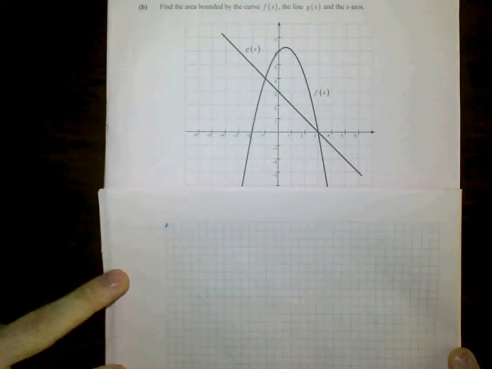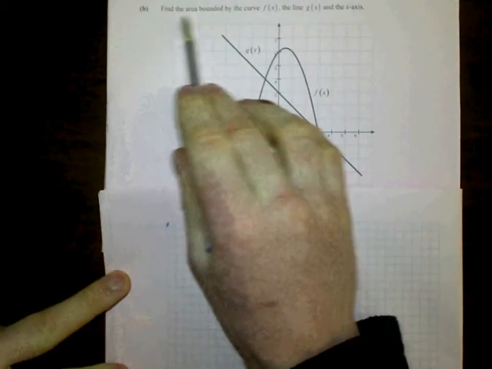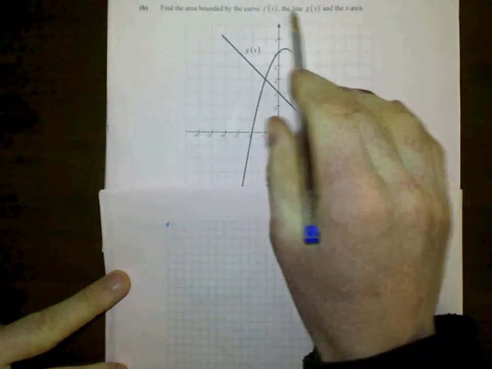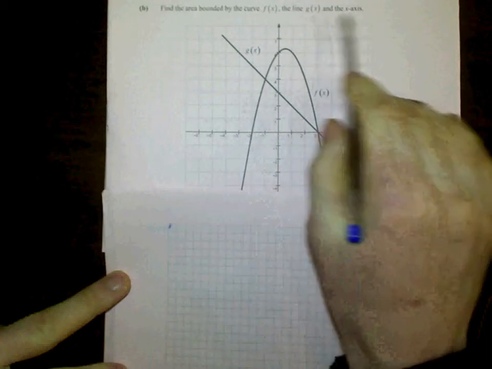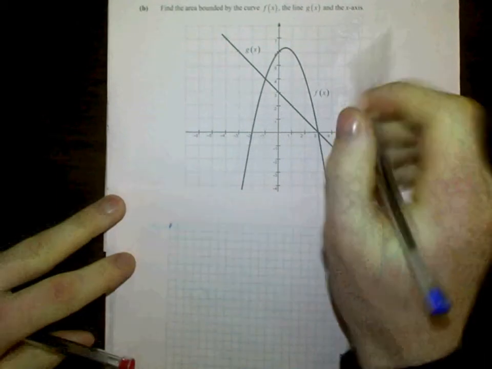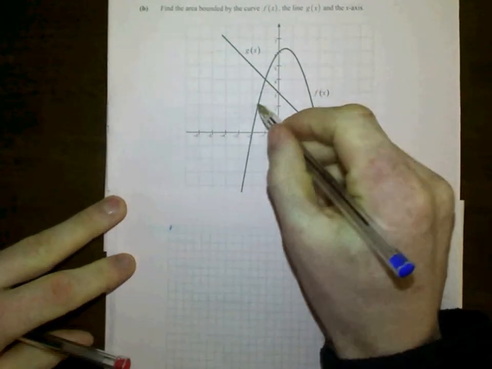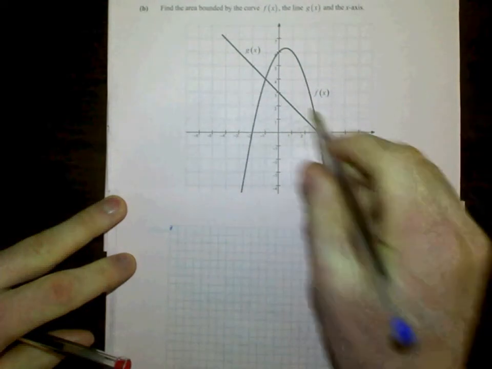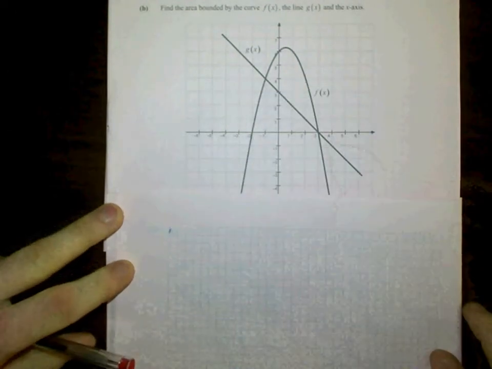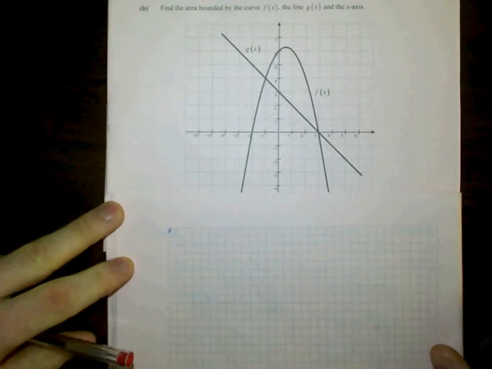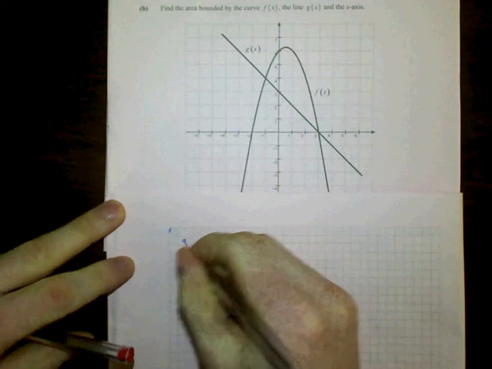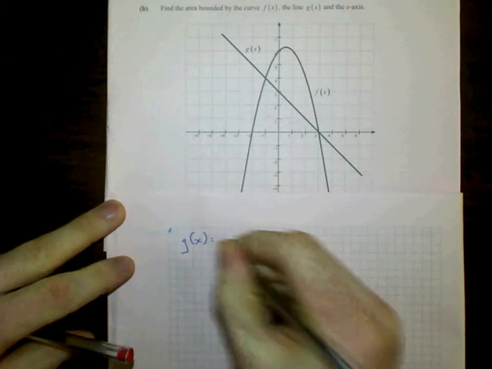Okay, question 5b. Find the area bounded by the curve f of x, which is this curve here, and g of x, which is that line, and the x-axis. So I'm looking for the area of this bit here, really. Bounded by the curve, the line, and the x-axis. Now, it doesn't give me the equation of any of them, but I should be able to get the equation myself. G of x is the straight line.